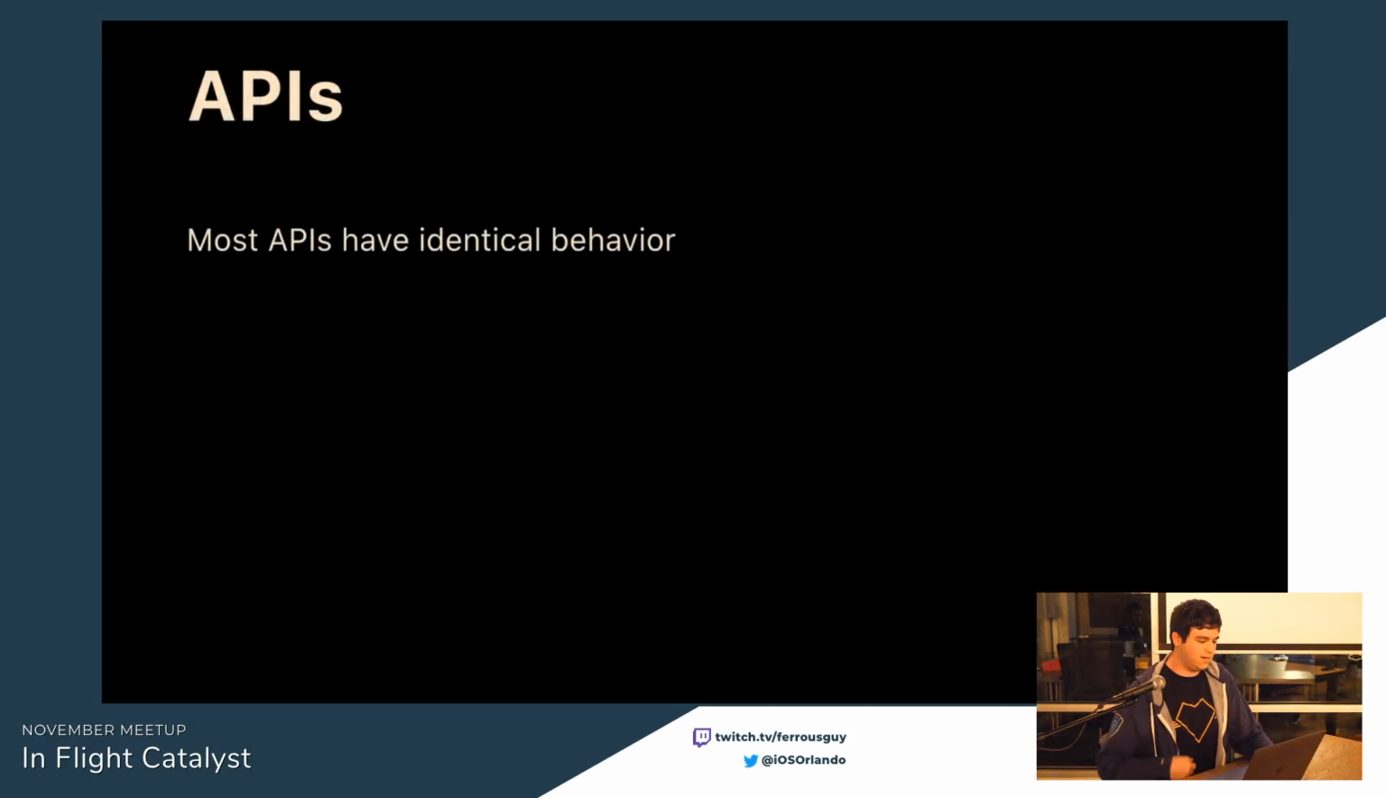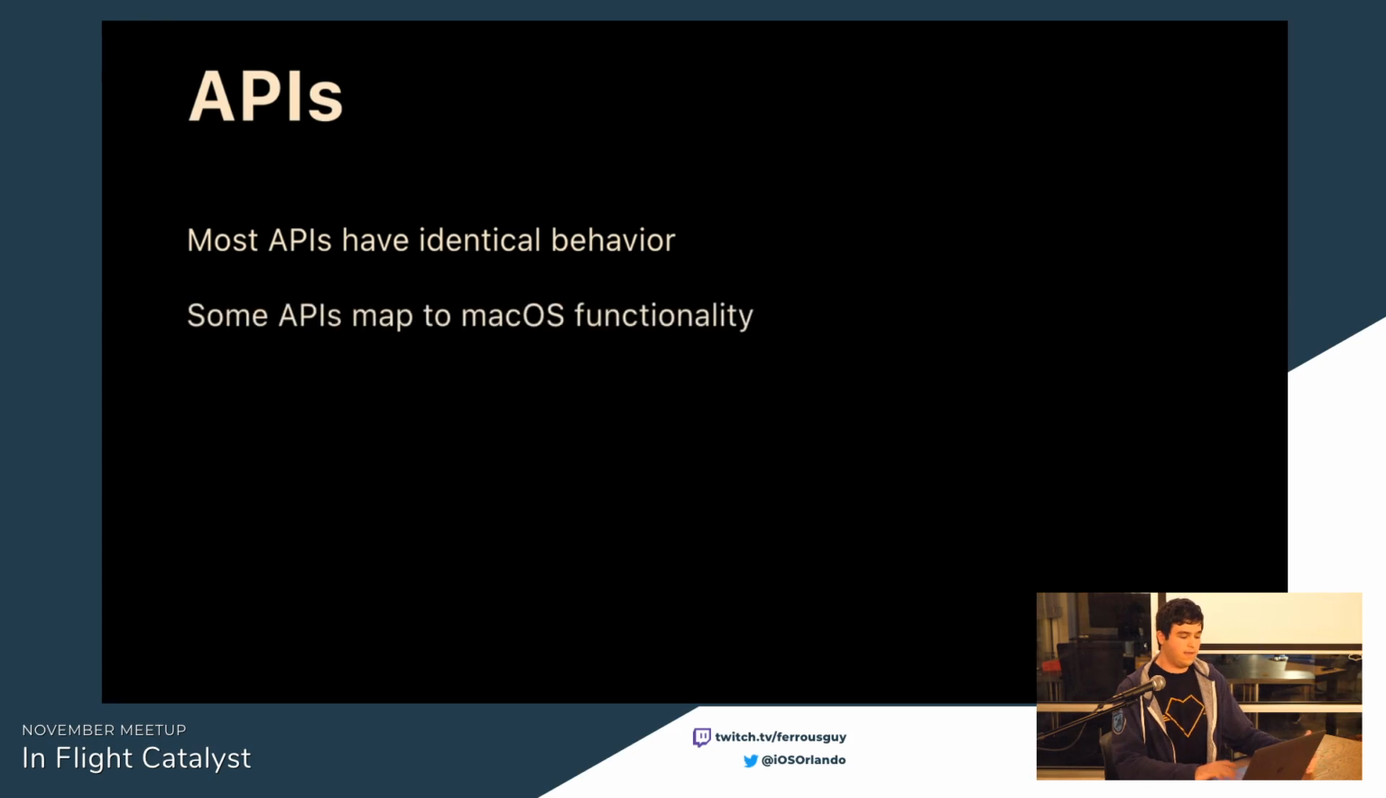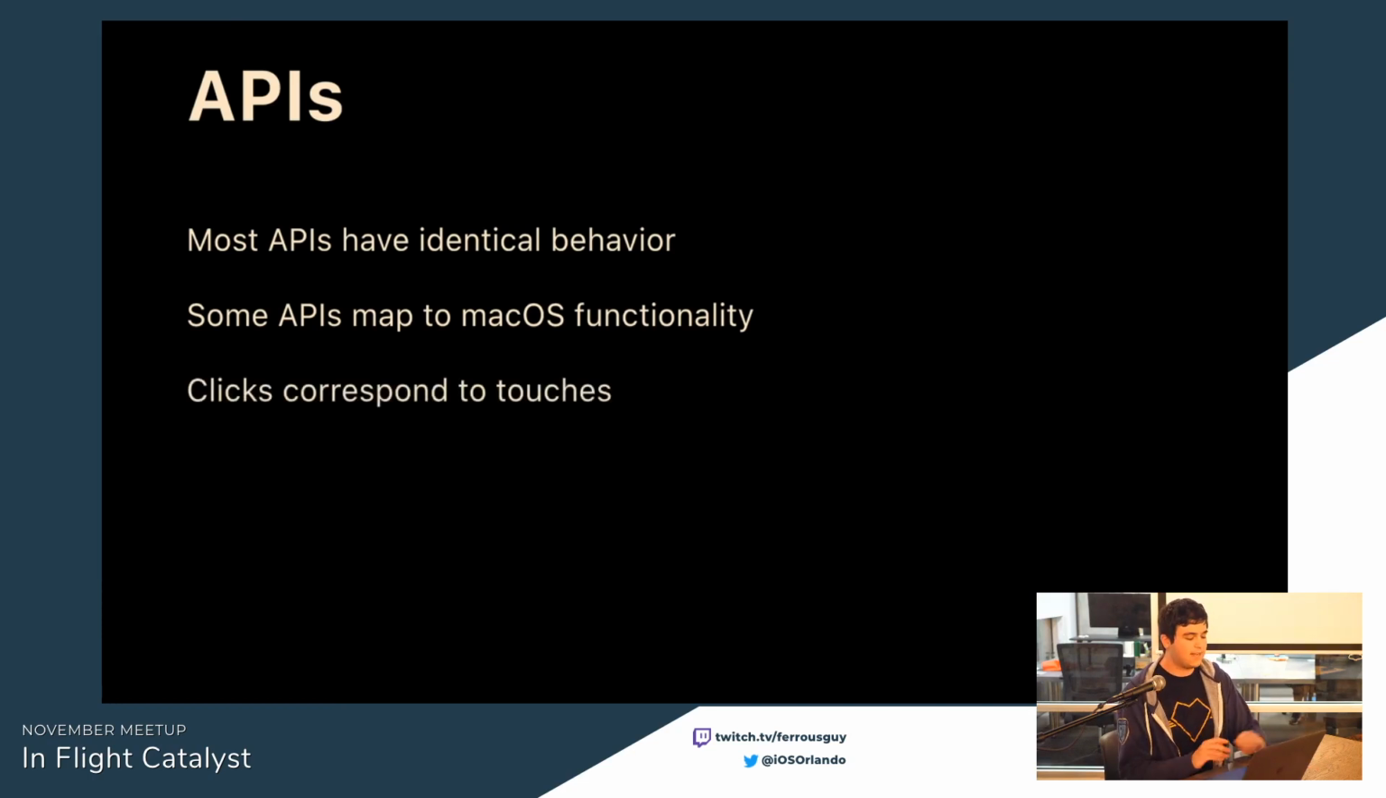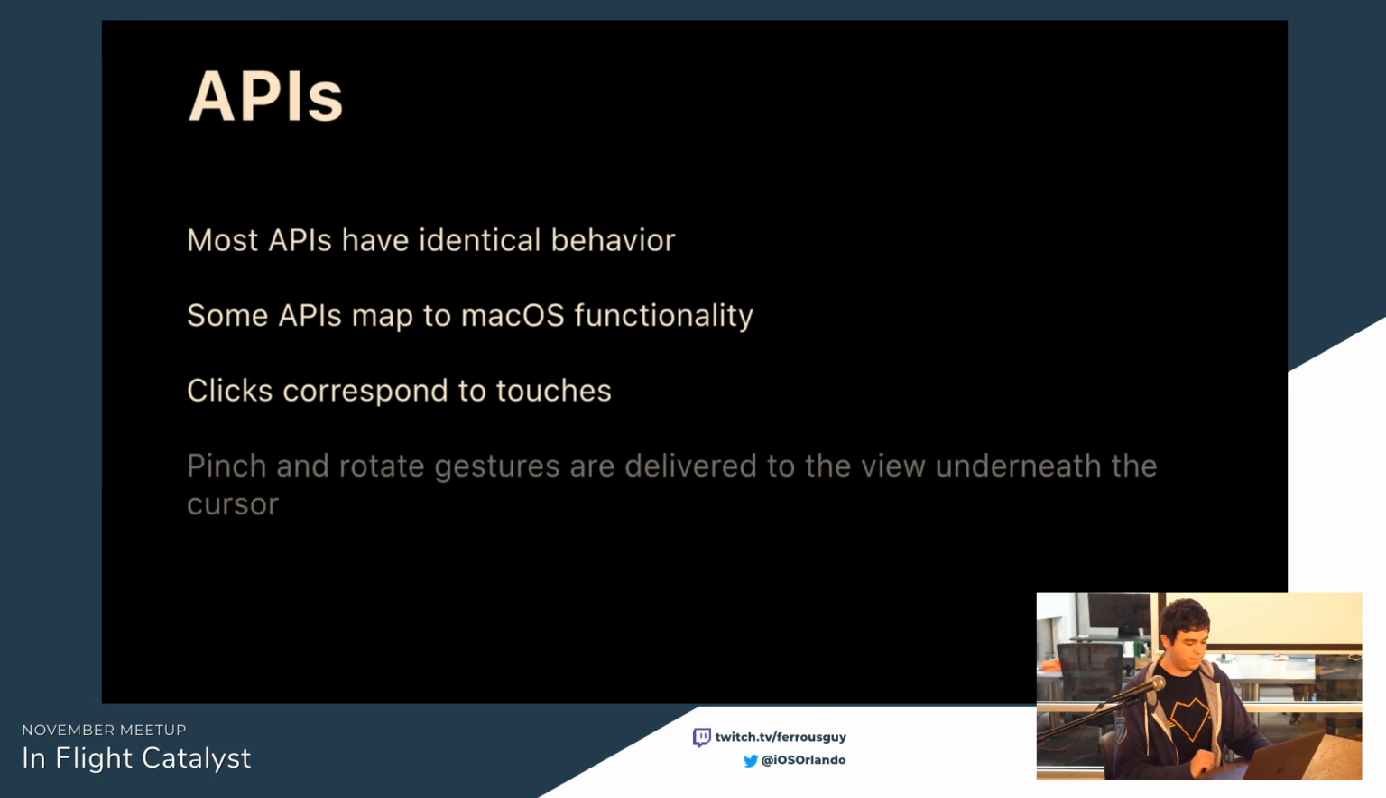Most of the APIs have identical behavior between macOS and iOS. That's kind of the point, is that you can share almost all of your code between macOS and iOS. And like I said before, some things map to macOS functionality, like the open and save panels. If you try to present a Safari view controller, instead it'll just open Safari. And clicks correspond to touches. And you can even use gestures if you're using a trackpad.